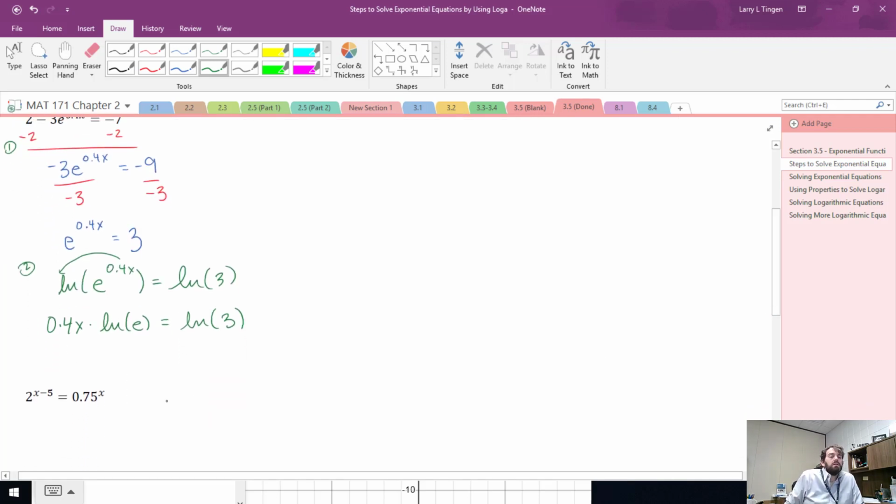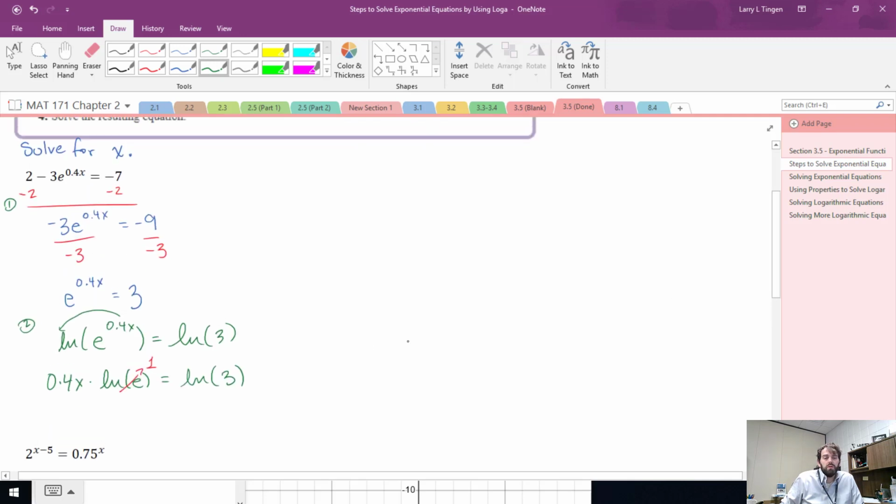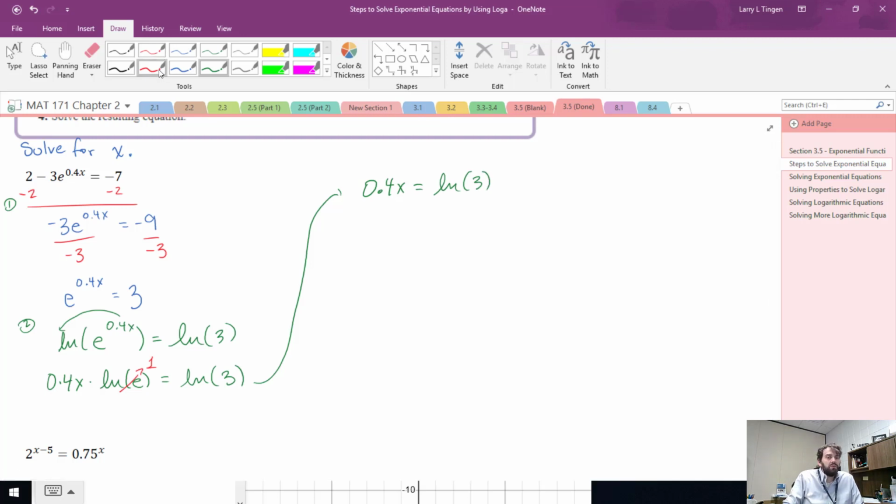All right. Now, natural log of e, remember natural log is log base e, so log base e of e is 1. So that means I have what? Let's scoot over. That's 0.4x is equal to the natural log of 3. X is almost by itself.